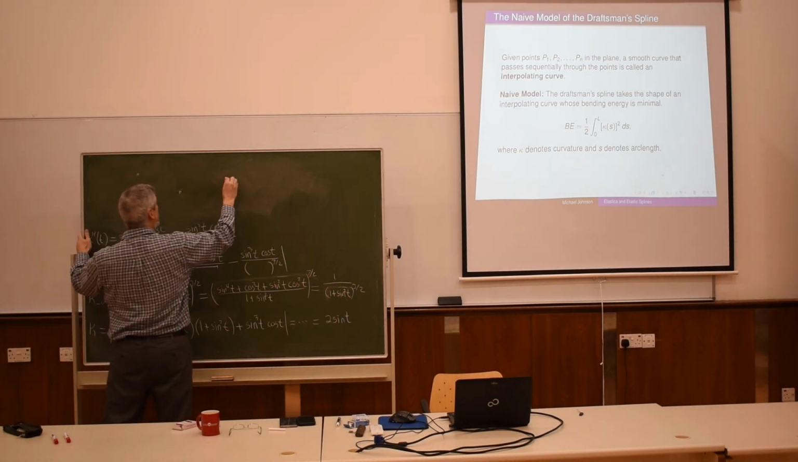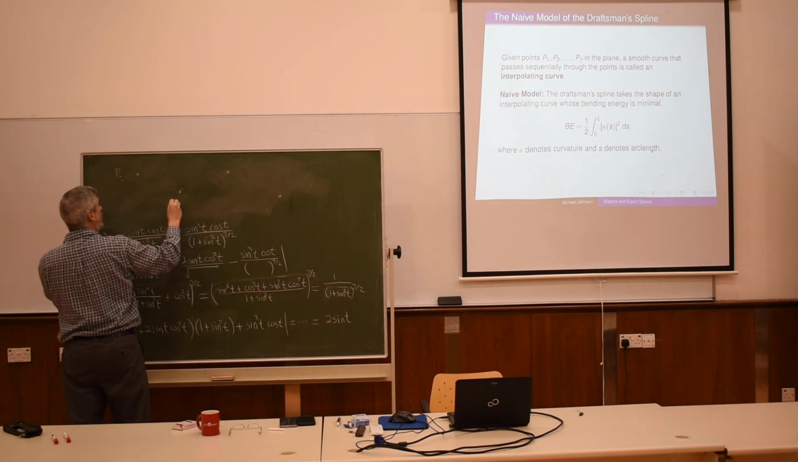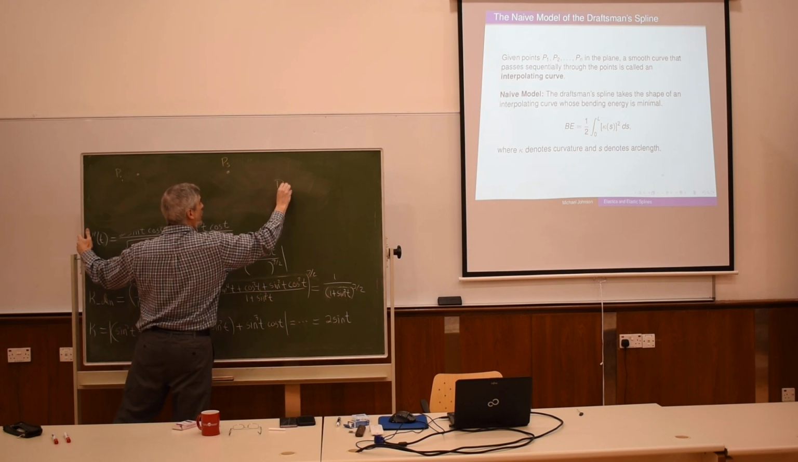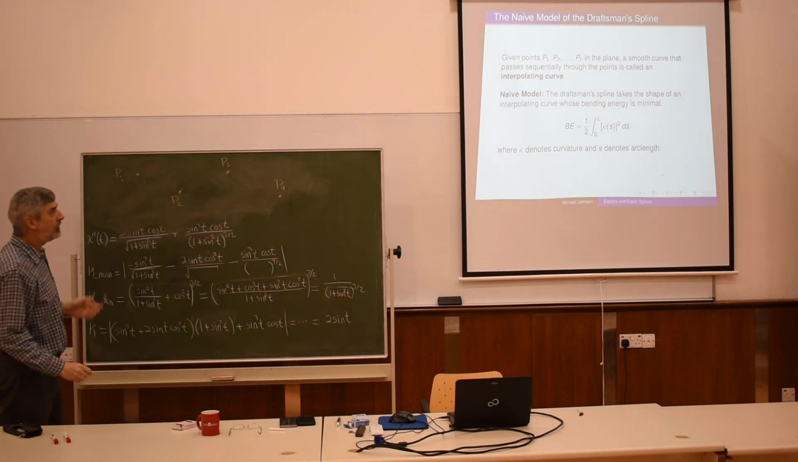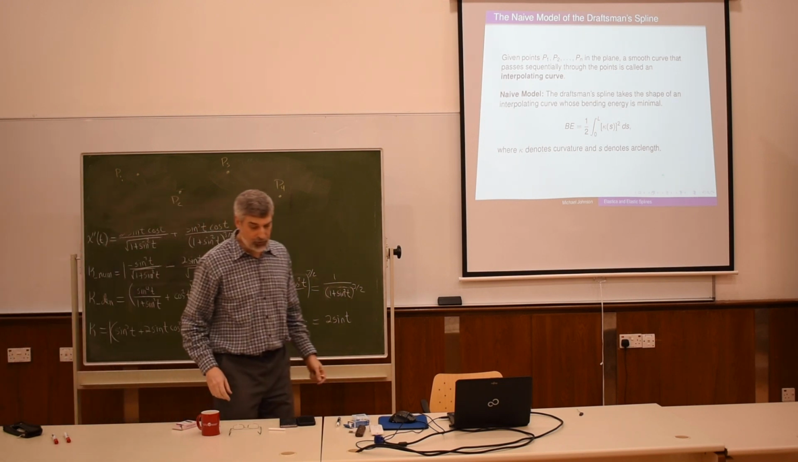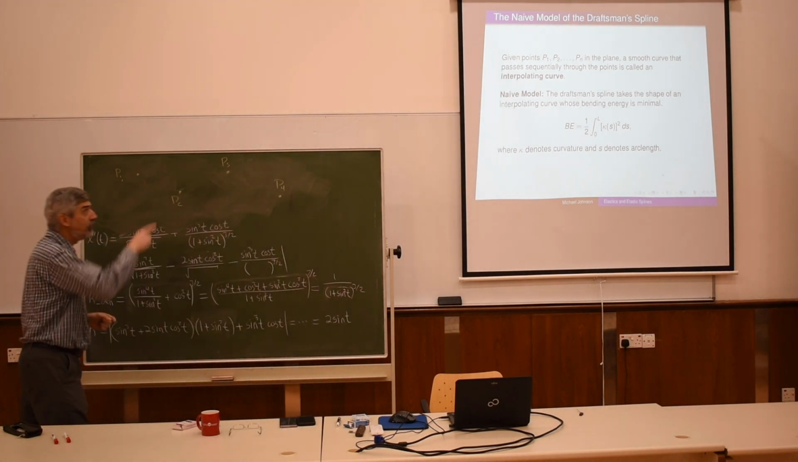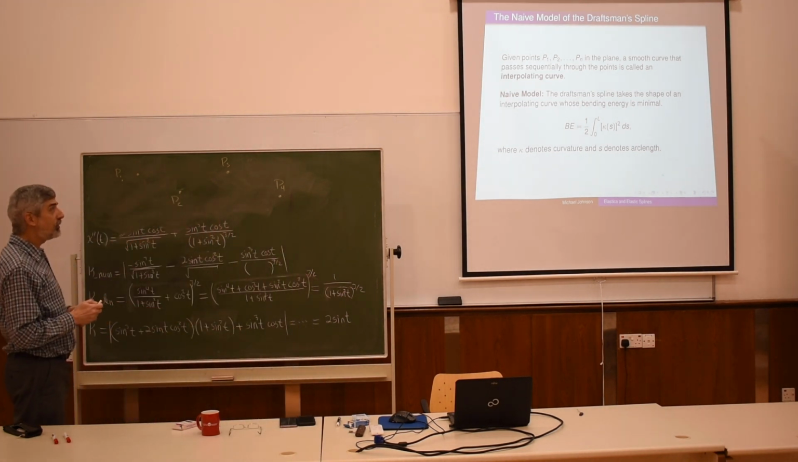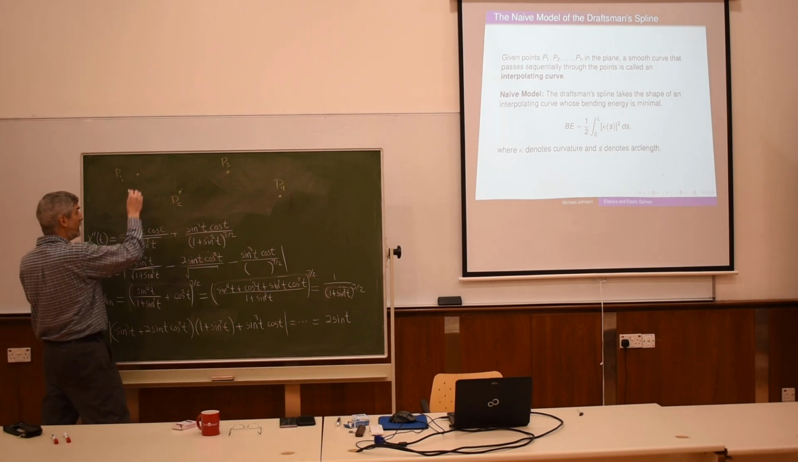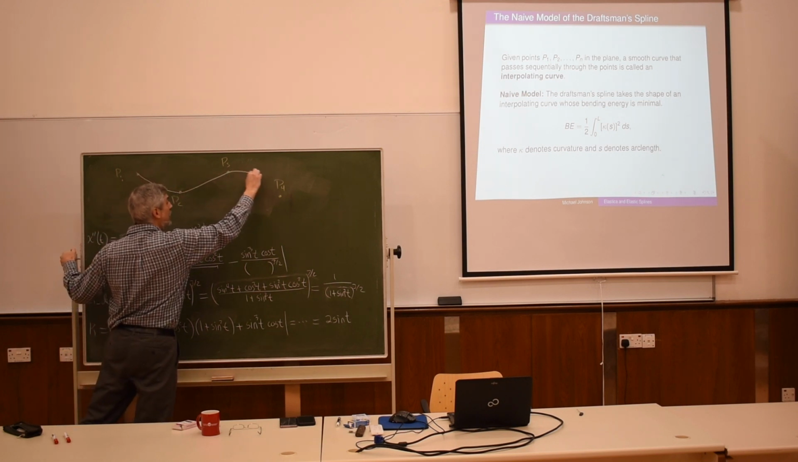So P1, P2, P3, P4. And then one considers all possible curves that interpolate these points. Interpolate, yeah, I have it written there, right? A smooth curve that passes sequentially through the points is called an interpolating curve. So I'll draw an interpolating curve, but there are infinitely many.